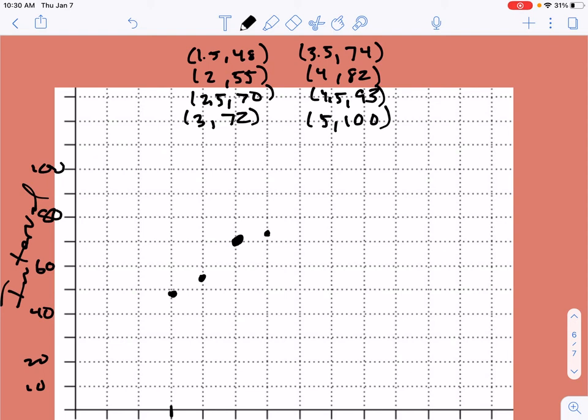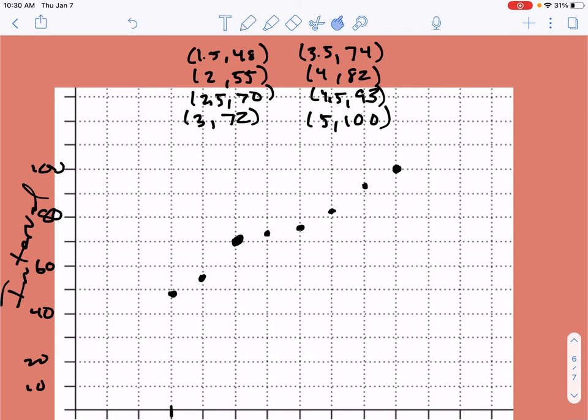3.5 puts me at 74, so a little higher. 4 puts me at 82. A little bit more of a jump that time. 4.5 puts me at 93. It's a more significant jump. And then 5 puts me at 100. So it puts me right there on the crosshairs.